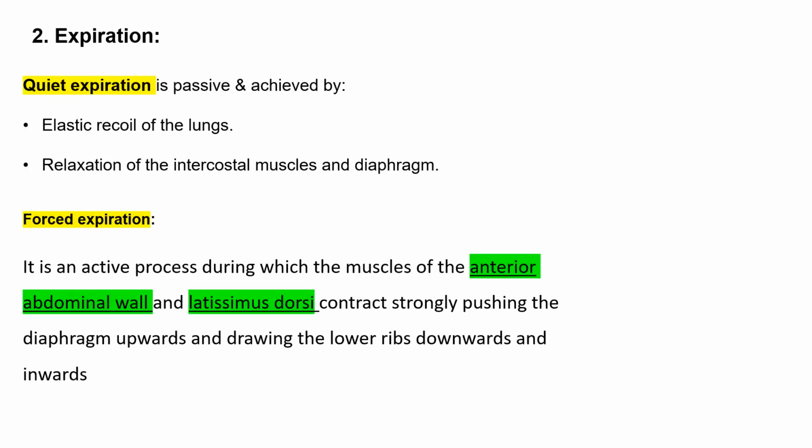Expiration. During quiet expiration, there will be elastic recoil of the lung and relaxation of the intercostal muscles and the diaphragm, and this produces the expiratory phase during quiet expiration. In forced expiration, the anterior abdominal muscles and the latissimus dorsi muscles will contract to push strongly on the diaphragm, drawing the lower ribs downwards and inwards.